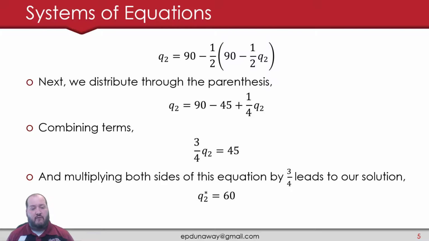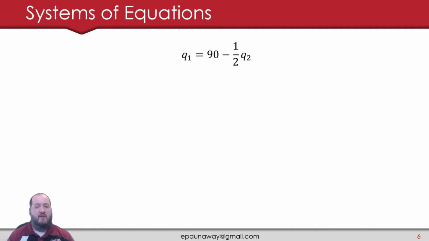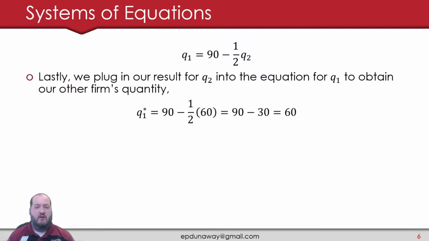And in fact, after using this, we can go back and we can get firm 1's quantity just by plugging in the value for firm 2's. So all I have to do is just plug in 60 for Q2 into firm 1's best response function, and I get 90 minus 1/2 times 60, which was firm 2's equilibrium value. So it's 90 minus 30, or just 60.